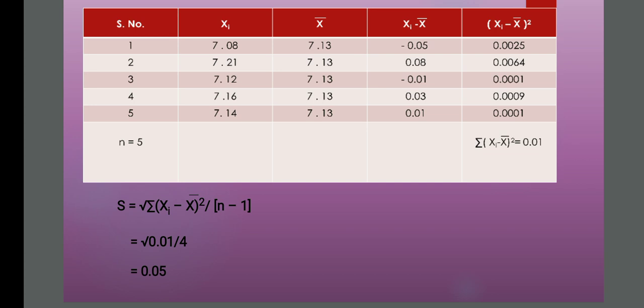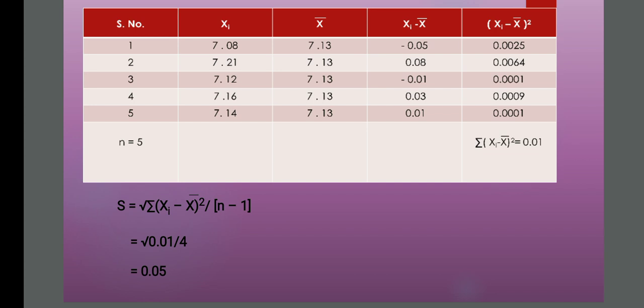And now you introduce the formula square root of sum of xi minus x bar the whole square divided by n minus 1. So in the numerator the value is 0.01, and divided by, because the values are found to be less than 50, we have to take n as n minus 1. I have said you already. So the value is nothing but 4. So square root of 0.01 divided by 4 is nothing but 0.05. So this is the standard deviation of the given problem.